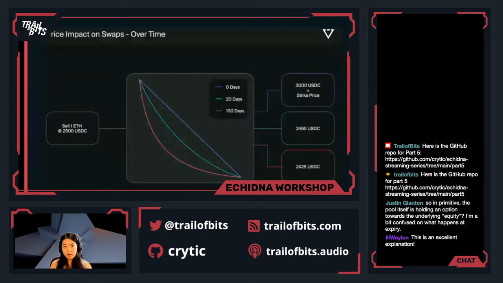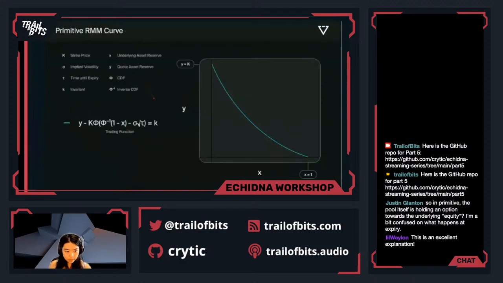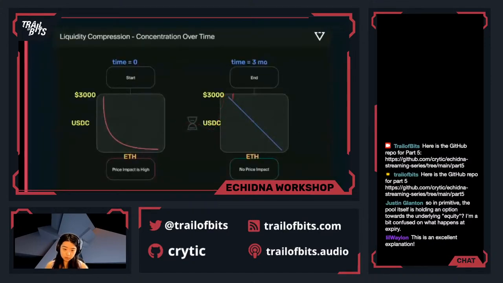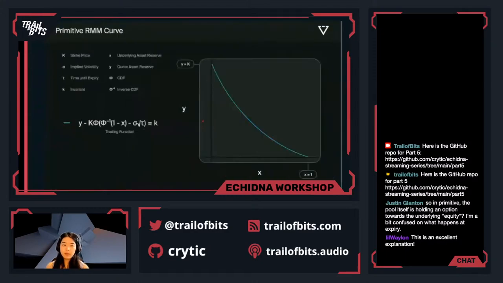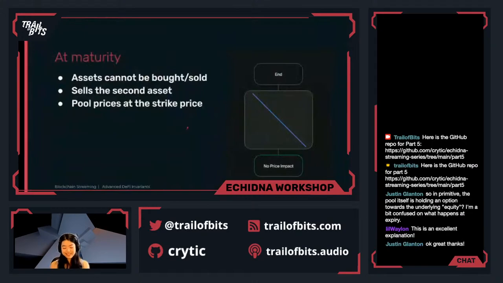That being said, there are more intricate details related. This is keeping it high level, but I do also have a link in here to the Primitive white paper, which I highly recommend looking at if you do want more specific mathematical details. But at a high level, at maturity, there will be only one asset within this pool. And in this case it would be USDC. So this slide sums it up. This slide is essentially showcasing the fact that assets can't be bought or sold after maturity, and the pool doesn't hold a balance of this second asset.